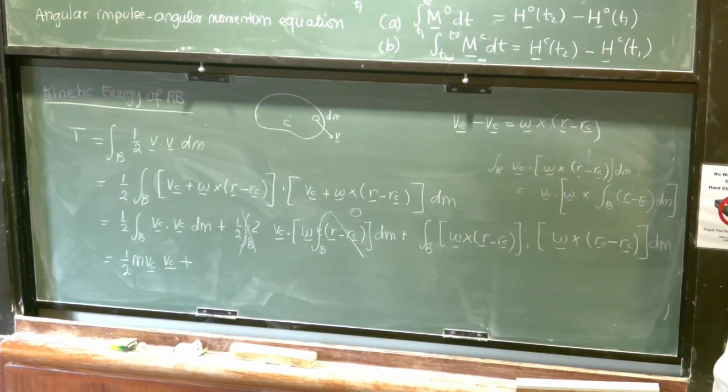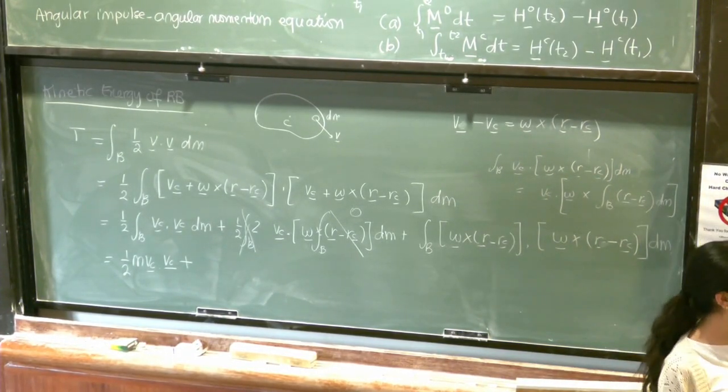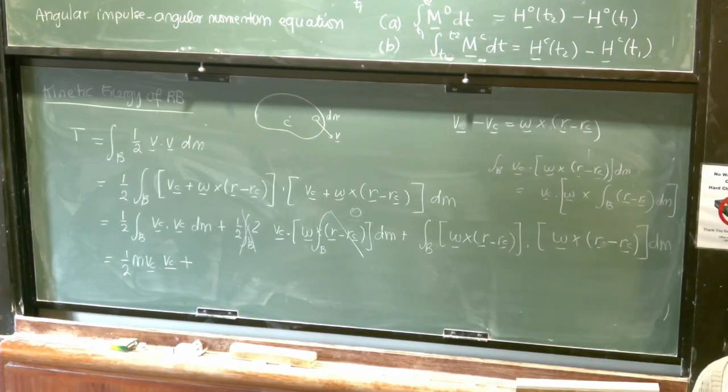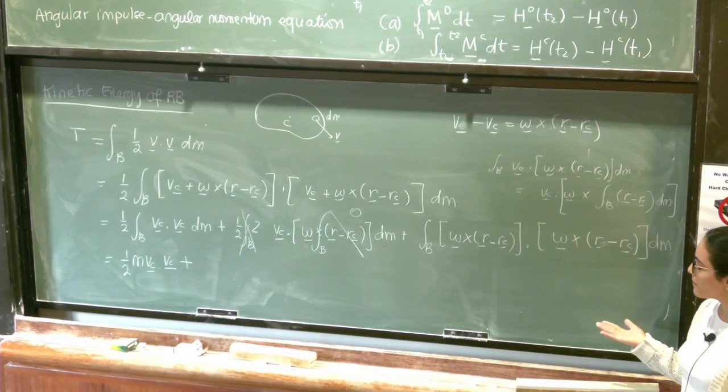Any other questions? Okay, now I have to look at the last term, which logically speaking should simplify to have Ic omega dot omega. So how am I going to deal with this term?